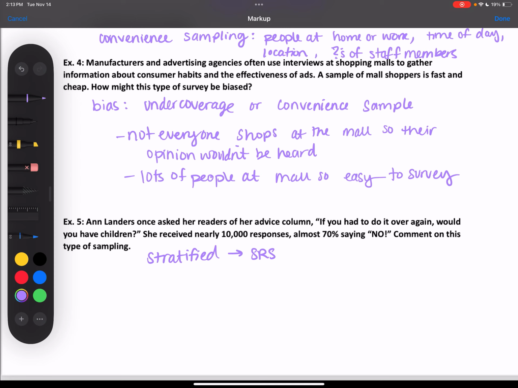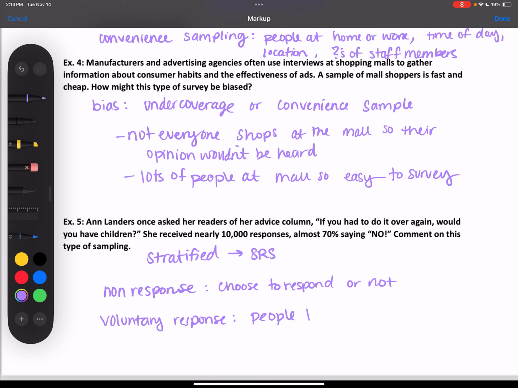we said non-response, because obviously you can choose to respond or not. But then also voluntary response, because people who have strong opinions one way or the other are more likely to respond.